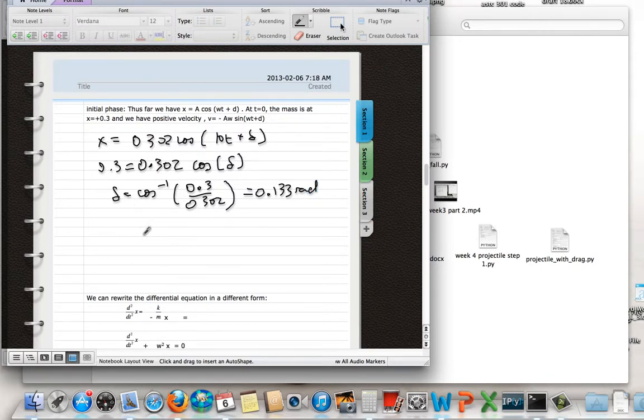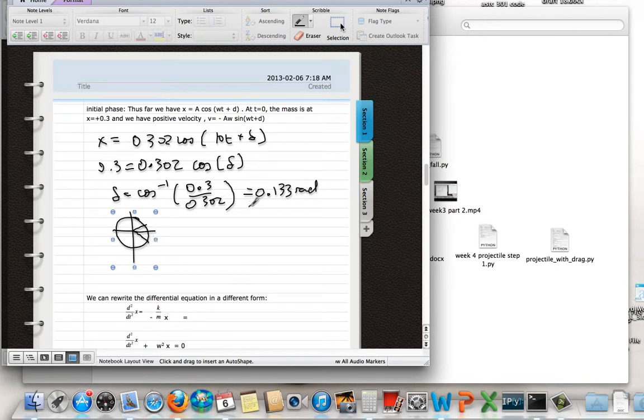Cosine's positive both in quadrant 1, right here, that's the one that our calculator just gave us, and also in quadrant 4. Which of those should we pick? Well, on the diagram, the mass starts off moving to the right in the positive direction. So we need to see which of these has a positive velocity. Well, it's a negative sine function. Negative sine function will be positive in quadrant 4.